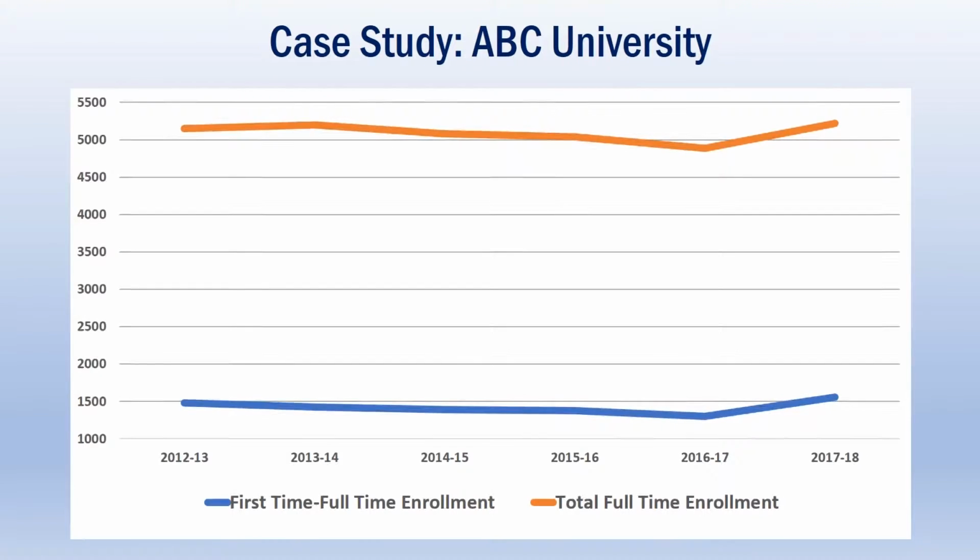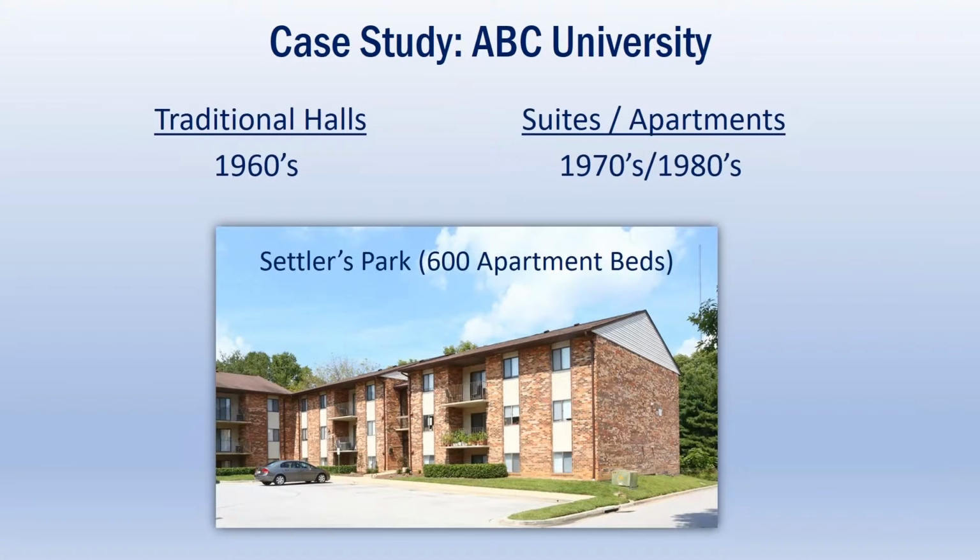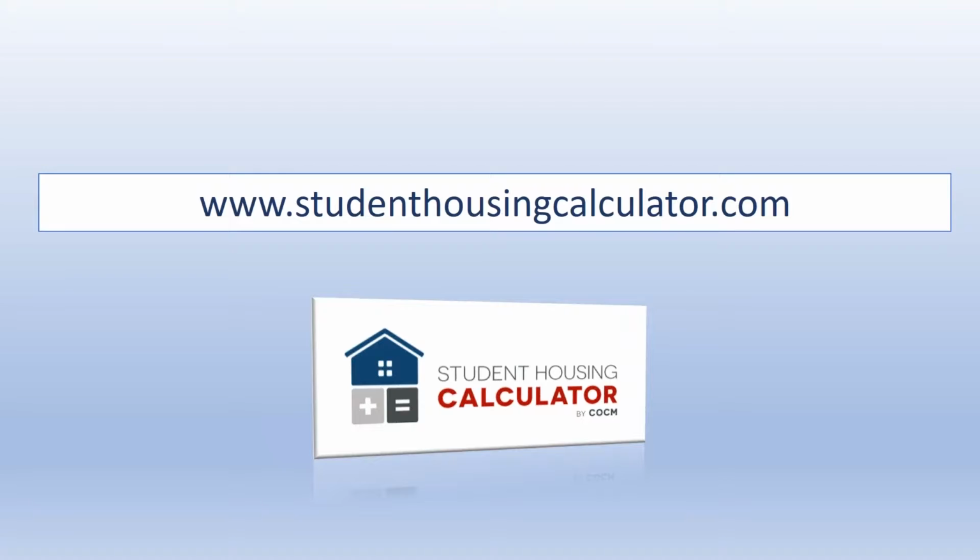last year. Most of the traditional halls were built in the 1960s. The suites and apartment facilities were built in the 70s and 80s. One of the apartment facilities that you're looking at here, Settlers Park, is in very poor condition, and ABC would like to demolish this and replace it with a larger, more modern facility. With this information, let's begin filling out the student housing calculator.